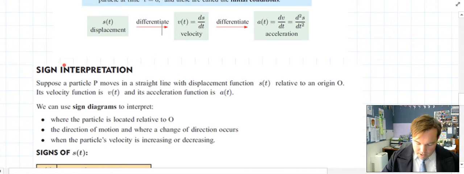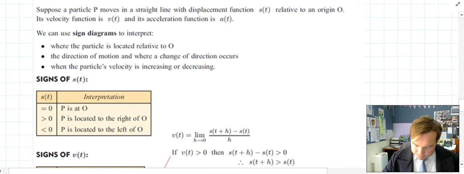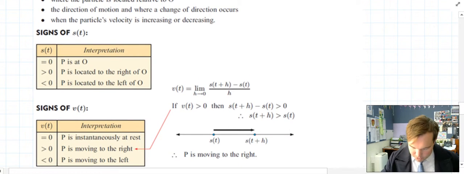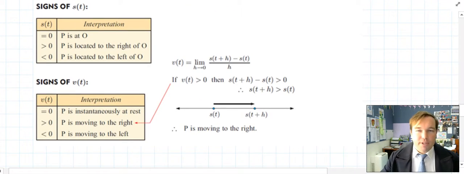Alright, sign interpretations. I wouldn't get too hung up on these. Mr. Crawley and I are not sure to what extent they're in the course. The course outline mentions you should know and understand rectilinear motion, but doesn't go into any details of how much you should know. So this may be a case of TMI, too much information, but hopefully it makes some sort of sense.